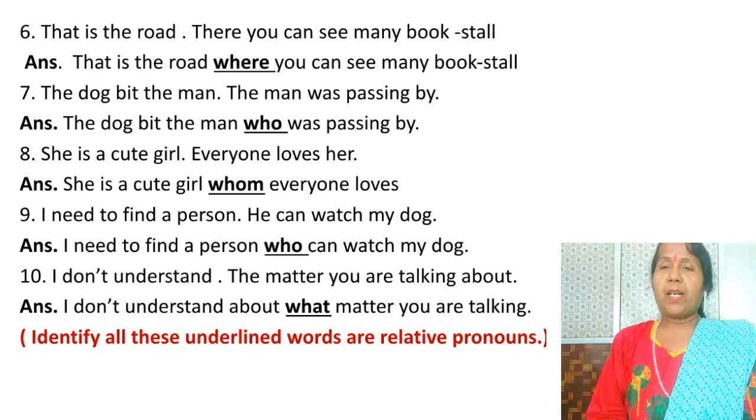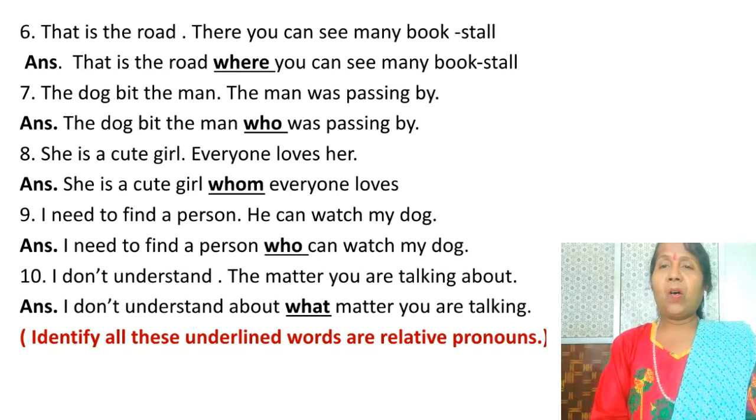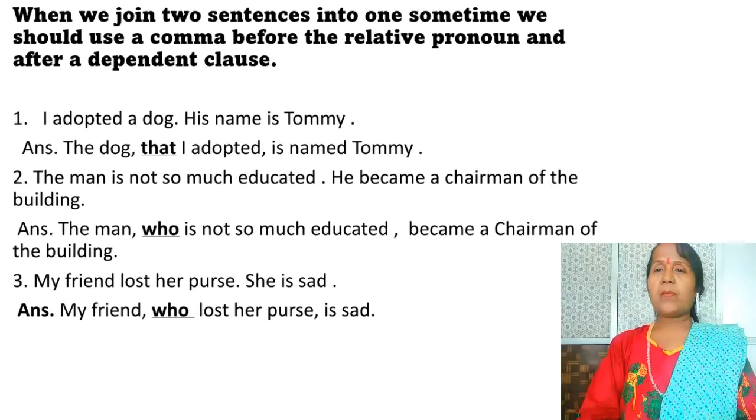Number 9. I need to find a person. He can watch my dog. The answer is: I need to find a person who can watch my dog. Number 10. I don't understand the matter you are talking about. The answer is: I don't understand about what matter you are talking. Identify whether all these underlined words are relative pronouns.